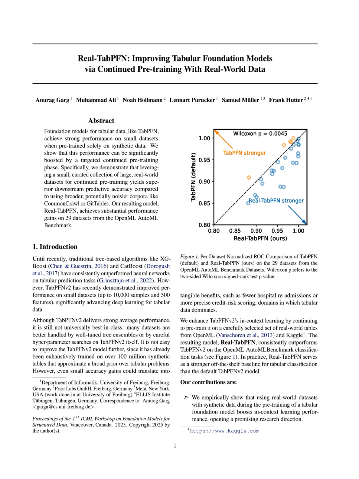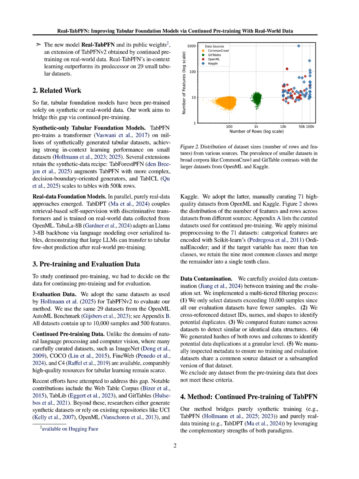The effectiveness of Real-TabPFN is validated through a rigorous experimental design that employs 10-fold cross-validation on 29 small tabular datasets from the OpenML AutoML Benchmark, ensuring a robust evaluation framework. The datasets, which contain up to 10,000 samples and 500 features, were carefully curated to avoid data contamination, with a multi-tiered filtering process implemented to ensure no overlap with the training data.